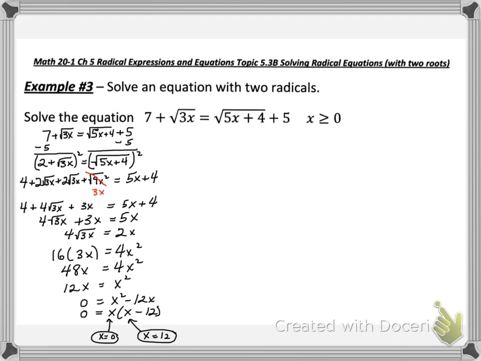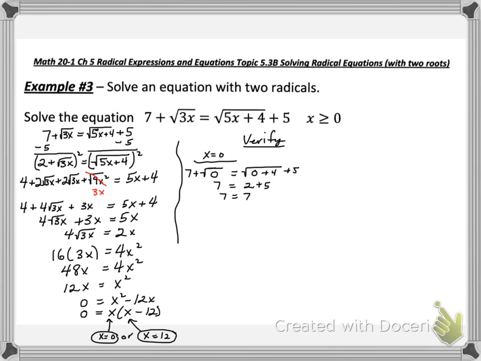Now remember, we have to verify those before we can say that they are the roots. So we need to plug them both into our equation. When x is equal to 0, we're going to have 7 plus the root of 3 times 0. 3 times 0 is 0, equals 5 times 0 plus 4, which is just 0 plus 4, plus 5. Now we've got 7 plus root 0, which is 7, equals root 4, which is 2, plus 5, so 7 equals 7, and 0 works.